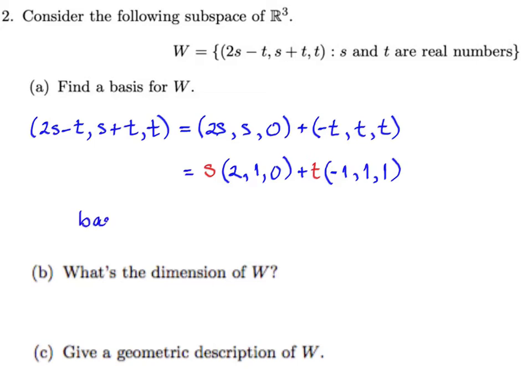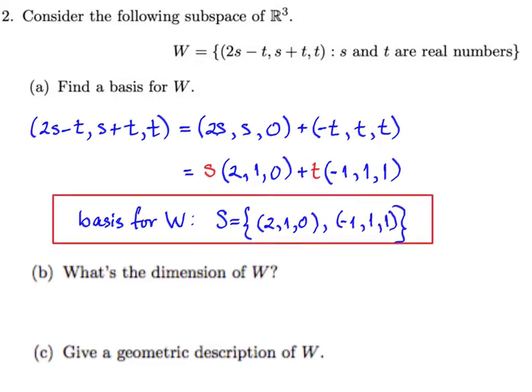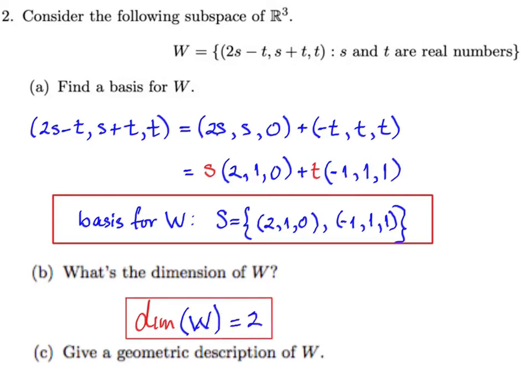So now we found a basis for W. Let's call it S. The basis S consists of the two vectors 2, 1, 0 and negative 1, 1, 1. Now that we've got a basis, we know what the dimension of W has to be, because the dimension of W is just the size of any basis, and we know any other basis for W will have to have only two elements in it. So the dimension of W is 2. Okay, so what's a geometric description of a two-dimensional subspace of R3? That's just a plane in R3.